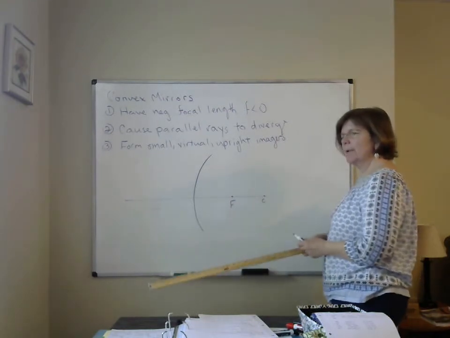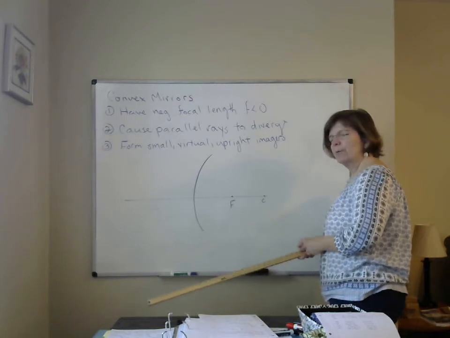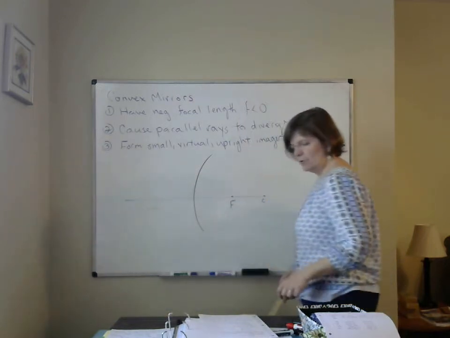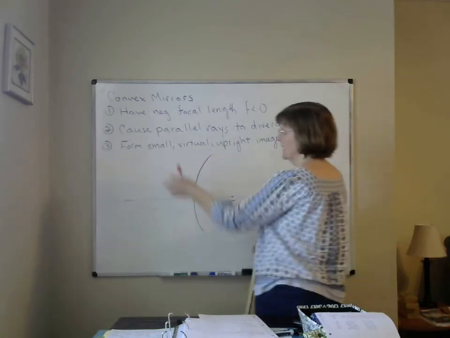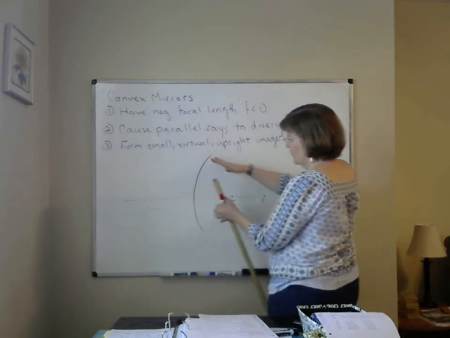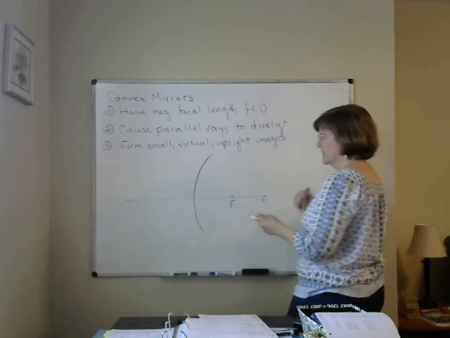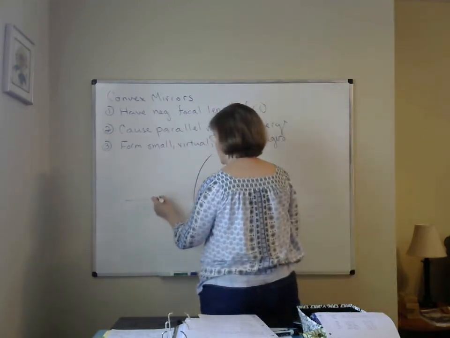Typically, this type of mirror is used either like rear view mirrors on a car or side view mirrors, or frequently also used as security because they'll take in a wide angle view and compress it down. So you see these in the corner of all the 7-Elevens. So there's some object out here.